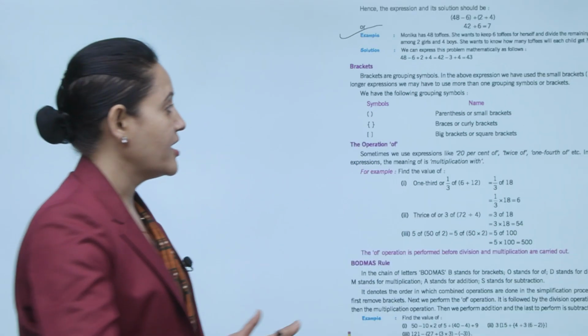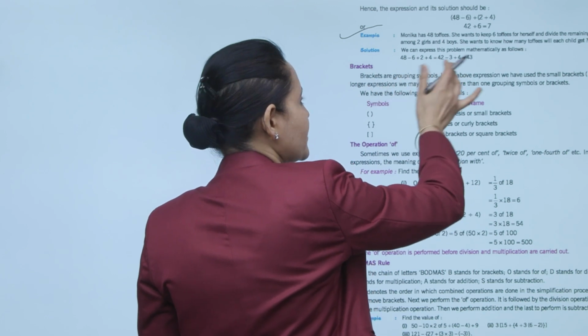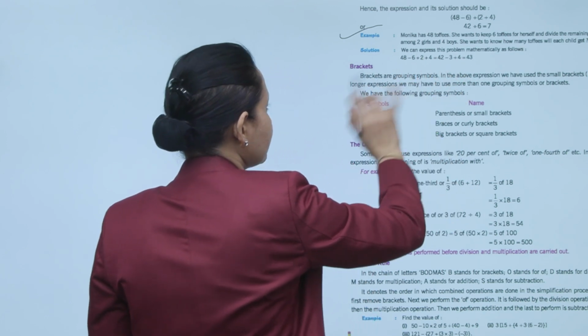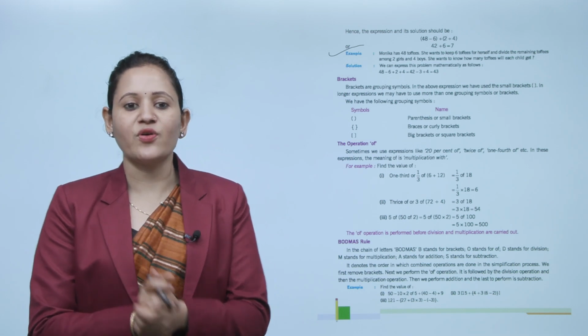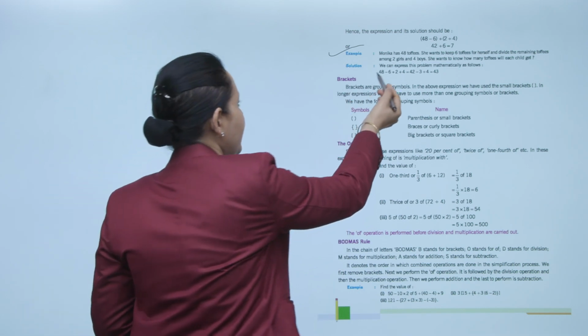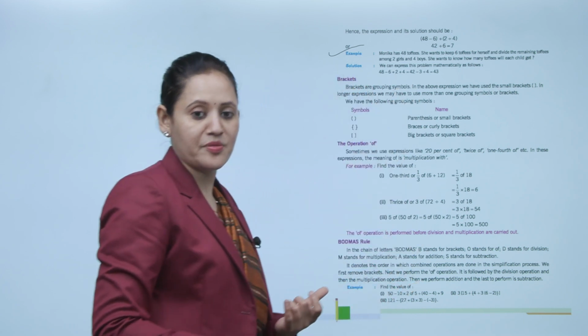48 minus 6. Now, she wants to divide it among 2 girls and 4 boys. So, 2 plus 4, that is 6. So, solution. We can express the problem mathematically as follows: 48 minus 6 divided by 2 plus 4. So, here we are not using bracket.